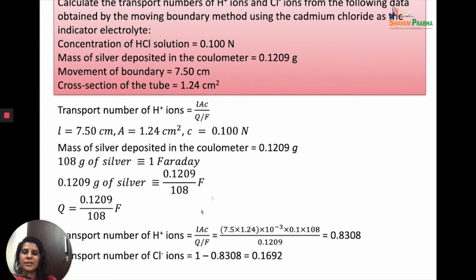Now if I was using a silver coulometer and it deposits this many grams of silver, then I can find out the value corresponding to the number of moles. So 0.1209 divided by 108 will give me the gram equivalents of silver. This gram equivalent of silver corresponds to the quantity of electricity passed, that is in terms of F. So we substitute 0.1209 divided by 108 here and we get the transport number of H plus ions. We can similarly get the transport number of Cl minus. We just need to subtract the value for H plus from one.